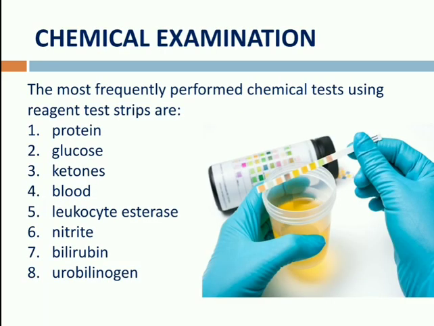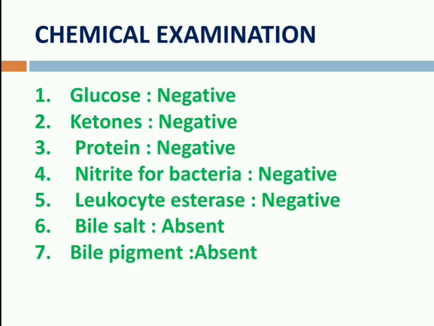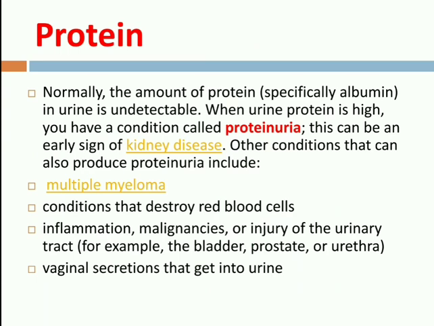Now moving to chemical examination. During chemical examination, we mostly detect protein, glucose, ketone, blood, leukocyte esterase, nitrite, bilirubin and urobilinogen in the urine. For a normal urine, the glucose should be negative, ketones negative, protein negative, nitrite for bacteria negative, leukocyte esterase negative, bile salts absent, and even the bile pigment should be absent. Now let's look into the chemical examination in detail.